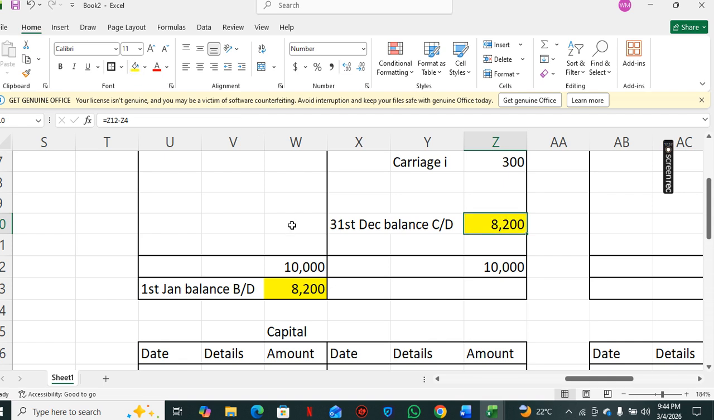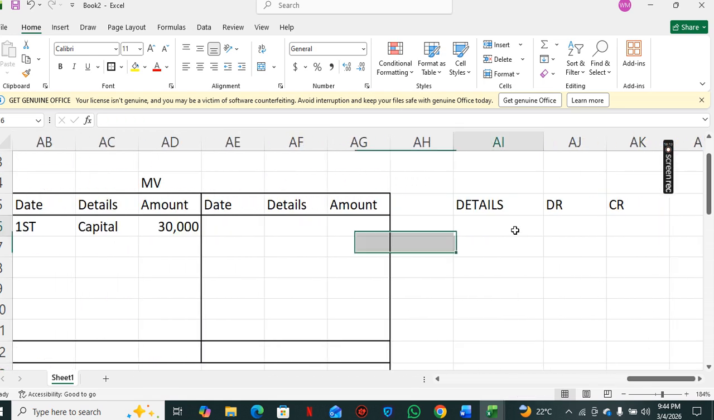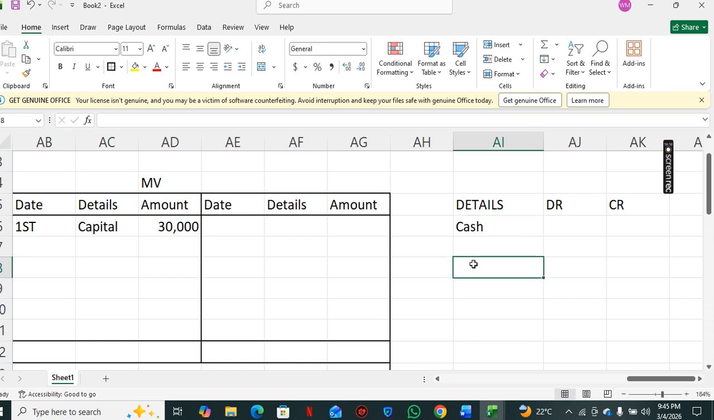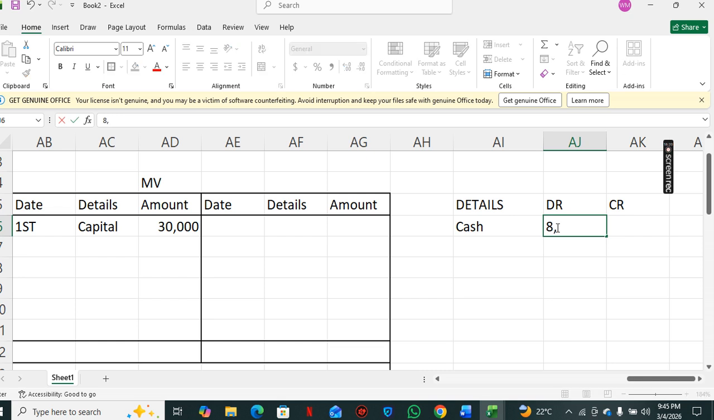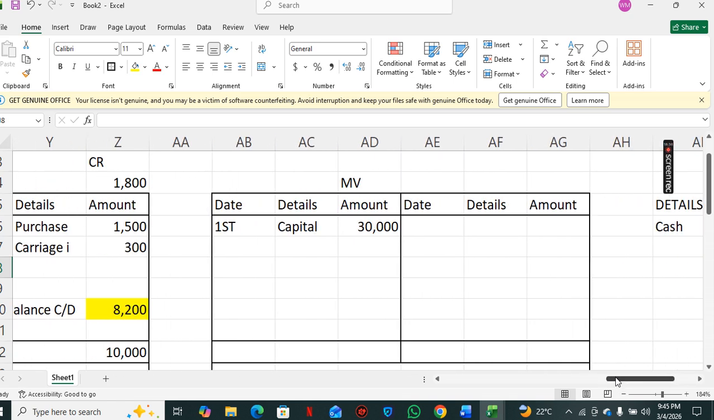Then to post this on the trial balance, where the balance brought down comes, that's where you're going to put it in the trial balance. So for this cash account, on the trial balance, we're going to put here cash. The balance brought down was on the debit side, so we're going to put here debit side 8,200. Colleagues, where the balance brought down comes, that's where it's going to go on the trial balance. Any questions before I move further?